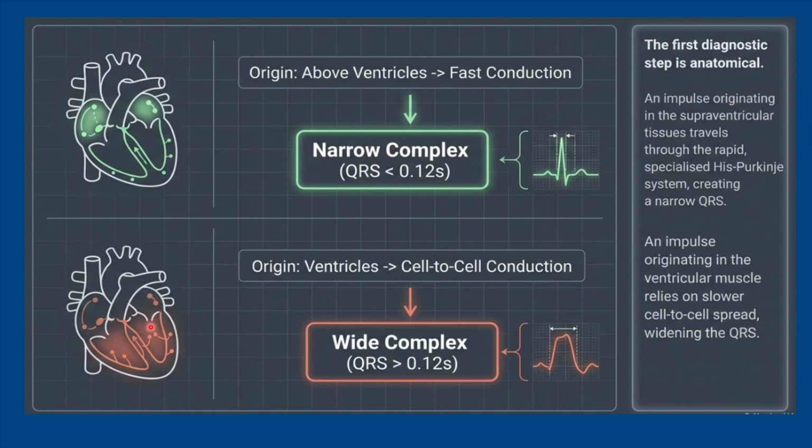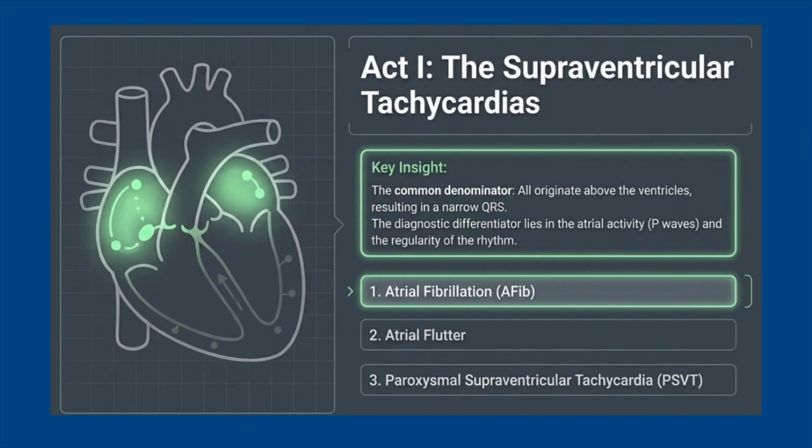But if the impulse is generated in the ventricle, as it will evade the normal conductive pathway and the conduction will be cell-to-cell conduction, this will lead to wide QRS complex, and we call it wide complex tachycardia. As I mentioned, the supraventricular tachycardias originate mainly in the atria and AV node. We have different types. We have atrial fibrillation, which is completely irregular, and we have two regular types, which are the atrial flutter and the paroxysmal supraventricular tachycardia.